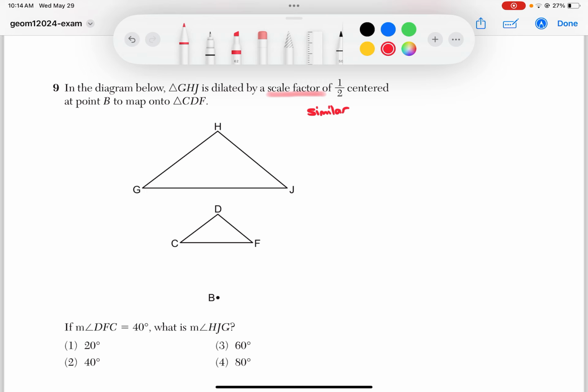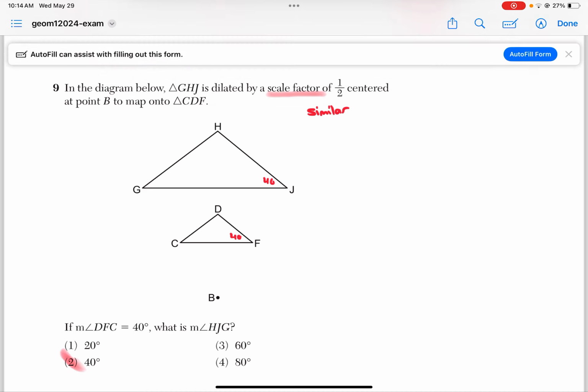So if angle DFC is 40, then HJG, which will be its corresponding angle, must also be 40. The mistake here is people think they have to cut the angle in half. No, you would cut the side length in half because those are proportional. The angles are always congruent, so that would be 40 degrees. Moving on.